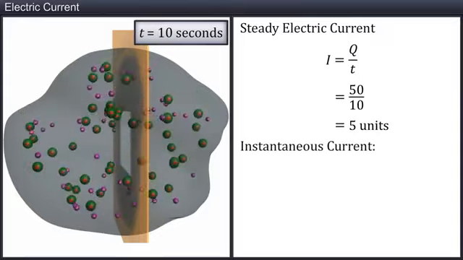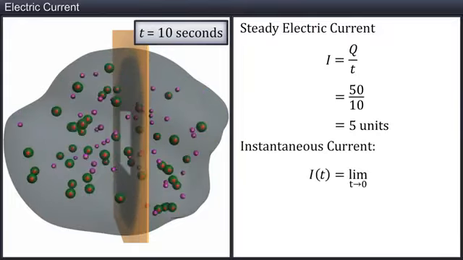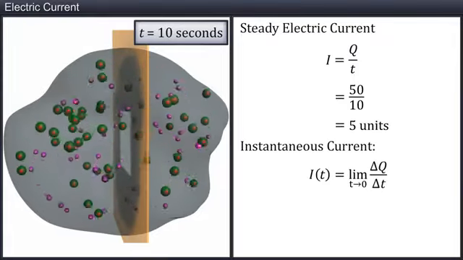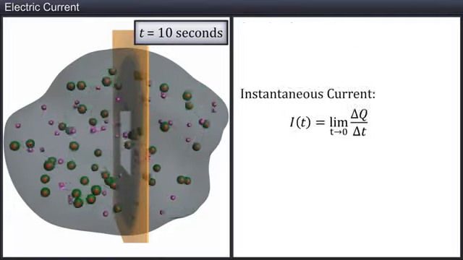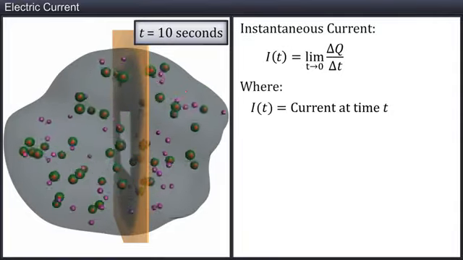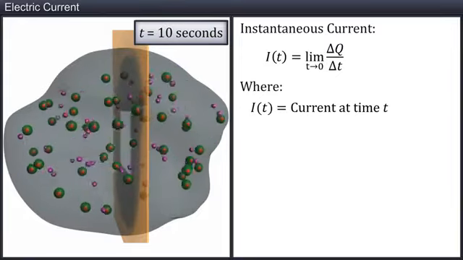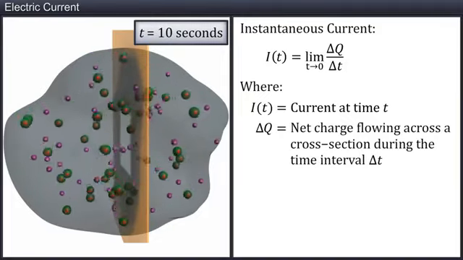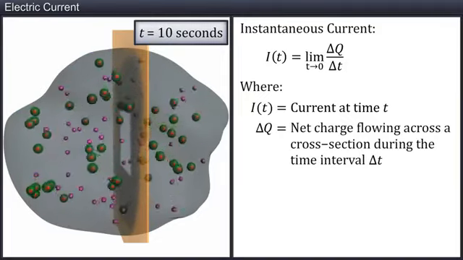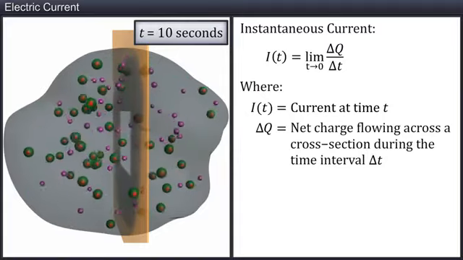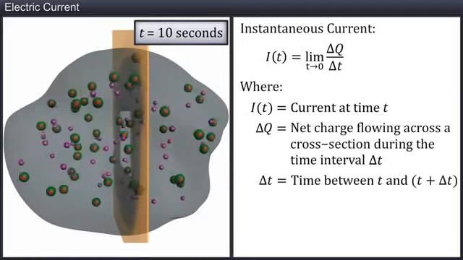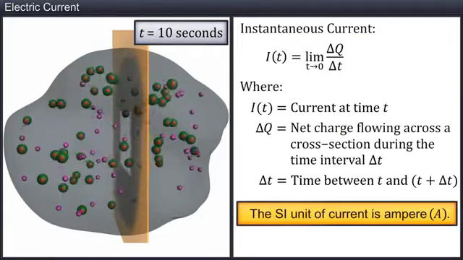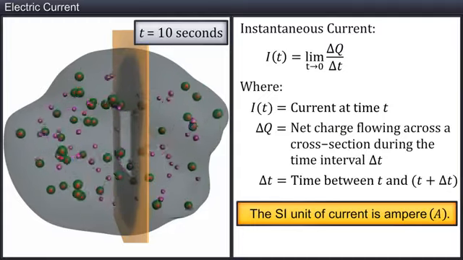Instantaneous current at any time t is expressed as I(t) is equal to limit t tending to 0 of delta Q by delta t, where I(t) is the current at time t. Delta Q is the net charge flowing across a cross-section during the time interval delta t, that is, between time t and t plus delta t. The SI unit of current is ampere and is represented by A.